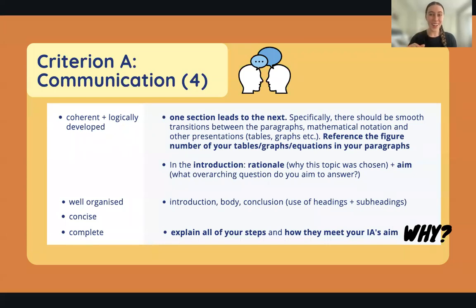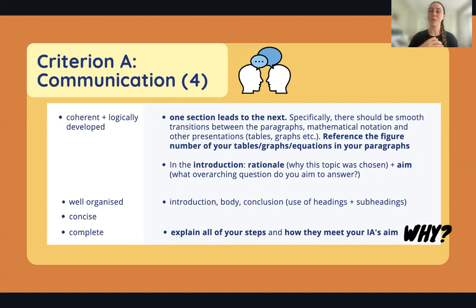I can't tell you how many IAs I've read and marked, where I'm going along, reading their paragraph, and I'm like, okay, yep, this makes sense. And then all of a sudden there's this random table in the middle of the page, or this random graph. And I'm like, what is this graph? I have no idea what this is referring to.